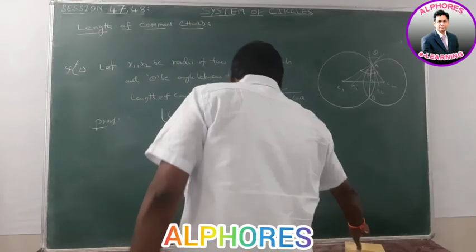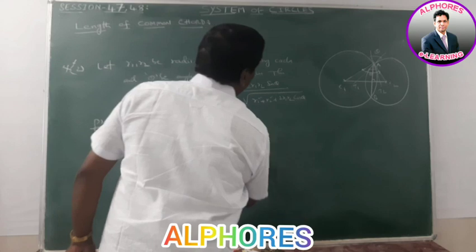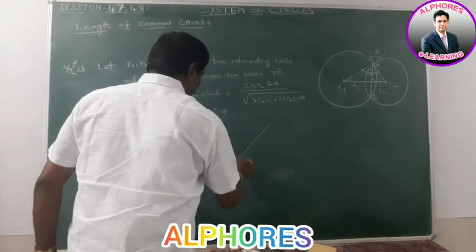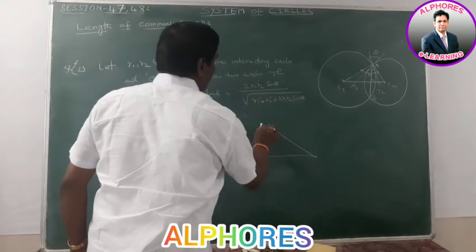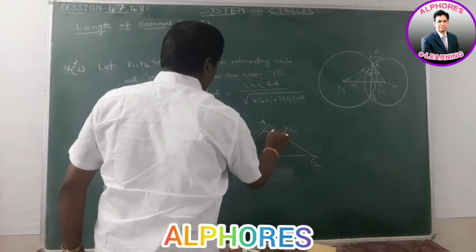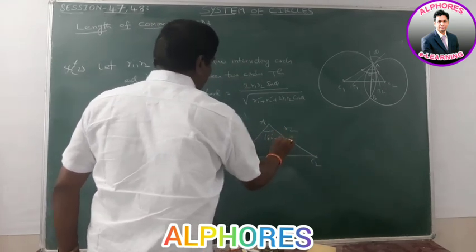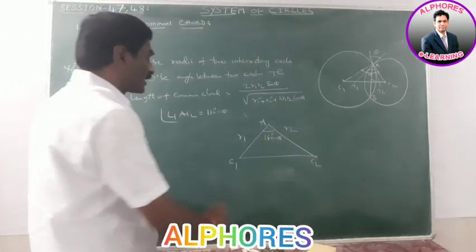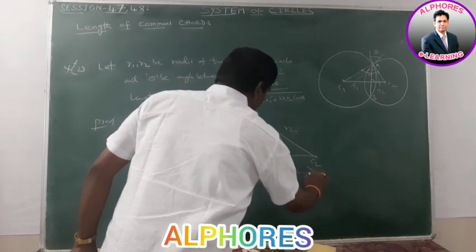Now, in the triangle A C1 C2, please observe this diagram. It is nothing but R1, it is nothing but R2. The angle between these two sides is 180 minus theta. The distance between the two centers is nothing but D.